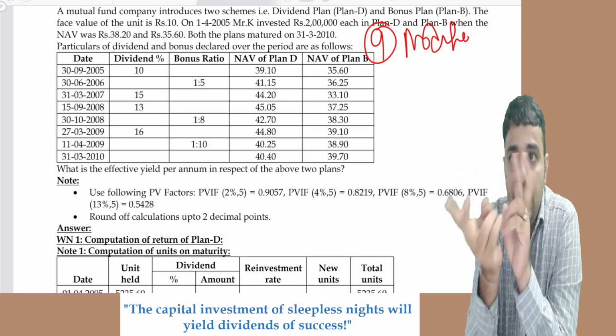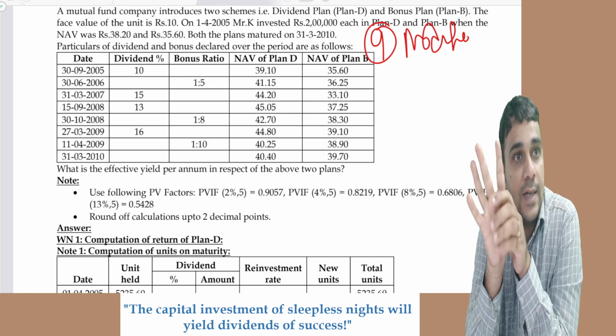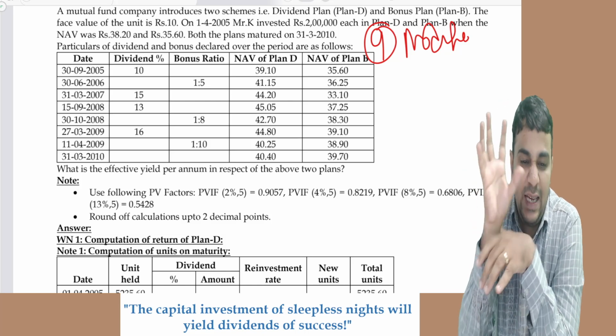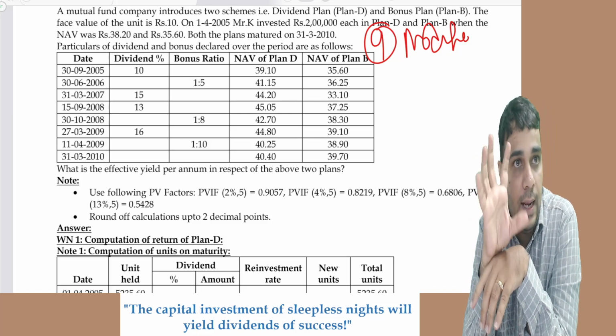One answer will be between 2 and 4. Another answer will be between 8 and 13. That is why those factors are given to you. 2 and 4%, 8 and 13%, and this was exactly 5 years. 5 years calculation. Clear? Able to understand this?